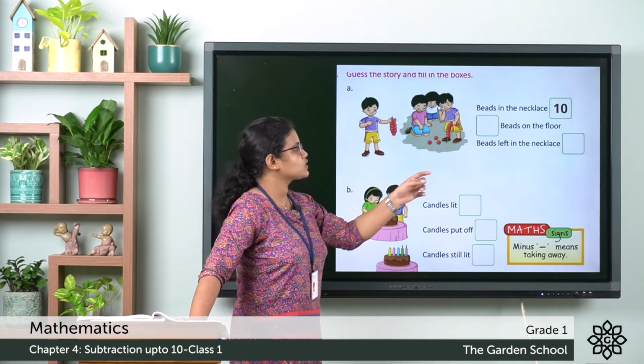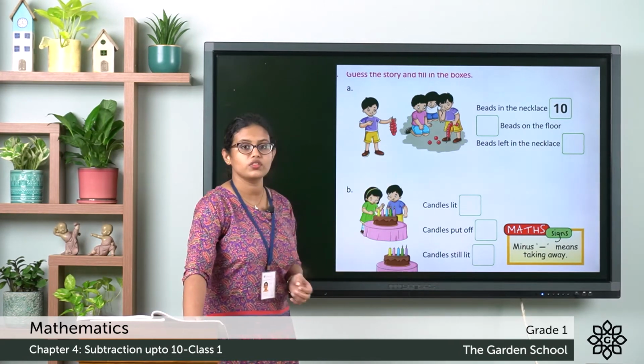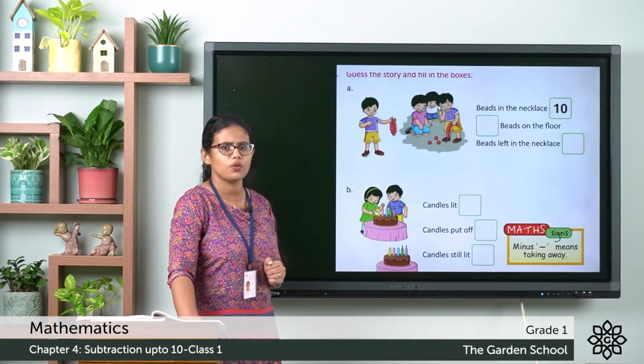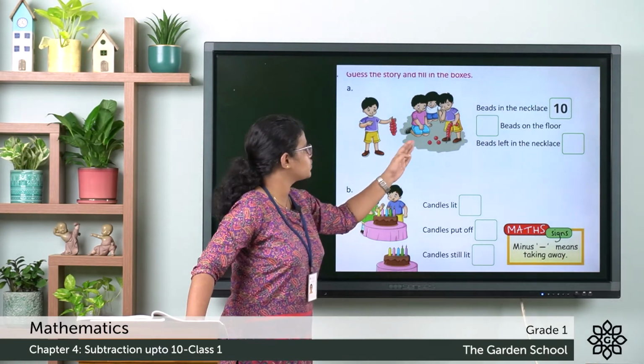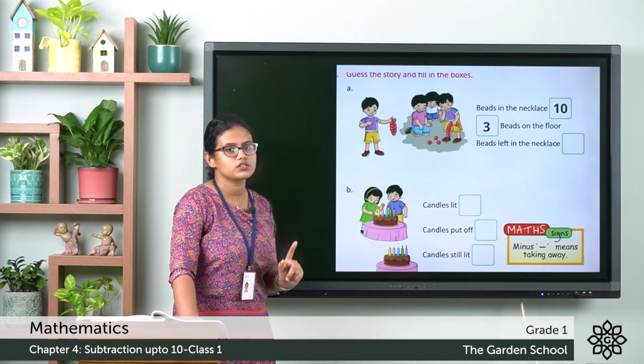Then beads on the floor. Can you all see some beads that are on the floor? Yes. So just count and see how many are there. 1, 2, 3. There are 3. So you have to write here 3.